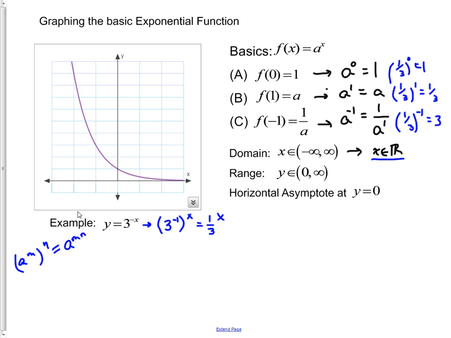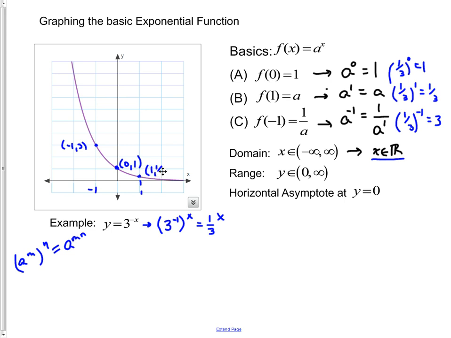Why is the range 0 to infinity? Well, again, let's look at our horizontal asymptote and our behavior. If we let x equal 0, y is equal to 1, just as we said. If we let x equal negative 1, y is 3. And if we let x equal positive 1, in this case, y is 1/3.